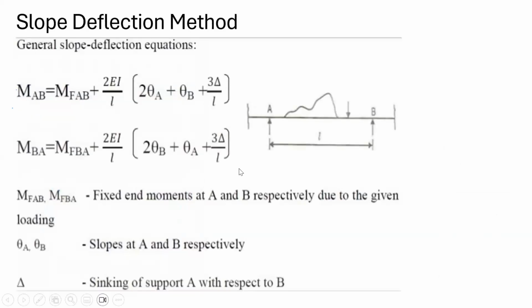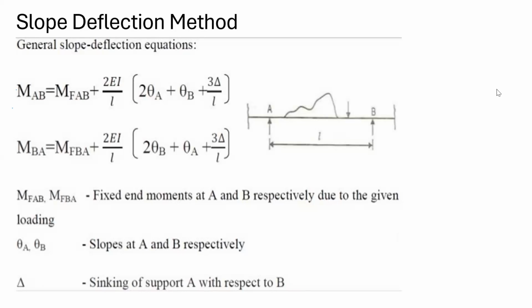The next part is the slope deflection method. This is the most simple method. It does not involve any kind of energy expression, so directly you can use this equation. MAB is equal to 2EI by L, 2 theta A plus theta B minus 3 delta by L, plus MFAB, that is the fixed end moment.